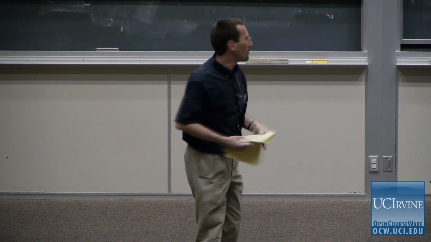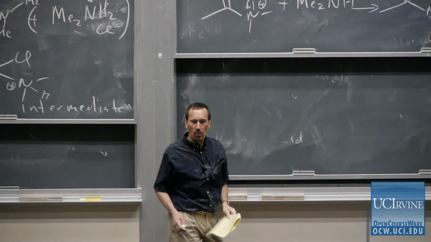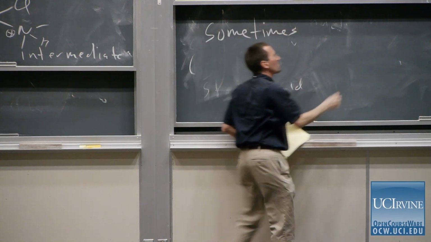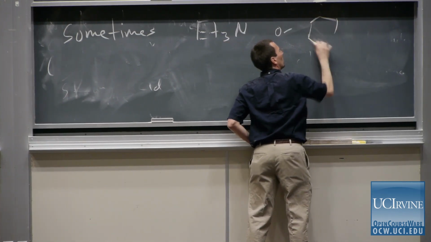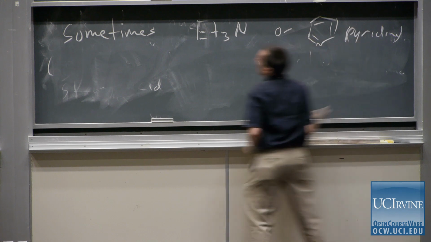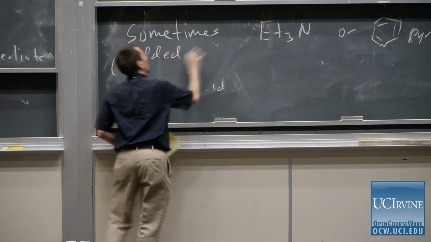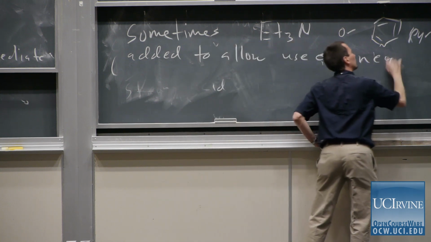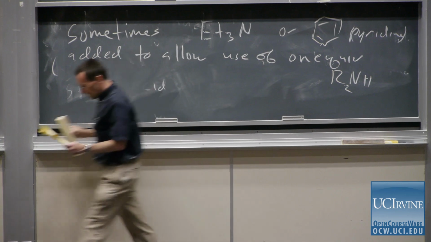Other big picture item, from a synthetic point of view, chemists often want to not waste a valuable amine. Sometimes they'll add a base that's sacrificial, a tertiary amine like triethylamine or pyridine is added as a base. I'll write parenthesis pyridine here, is added as a sacrificial base, so you can use only one equivalent of amine. All right.